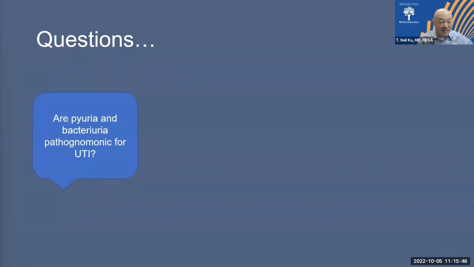The first question we really have to ask is, are pyuria and bacteriuria pathognomonic for urinary tract infections? This is very common. Even when I review charts, ER doctors will almost always say the UA is positive for UTI. What does that mean? Why do they think that? A lot of it comes down to identification. Certain abnormal results will trigger that, but are they truly pathognomonic for UTIs?